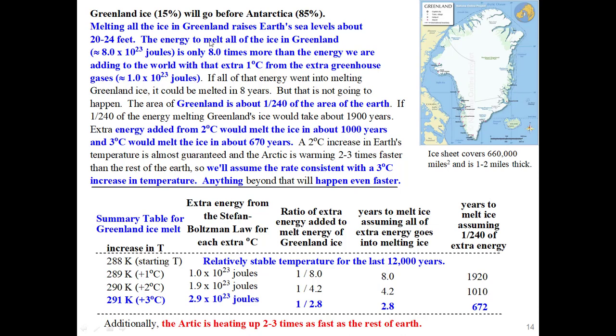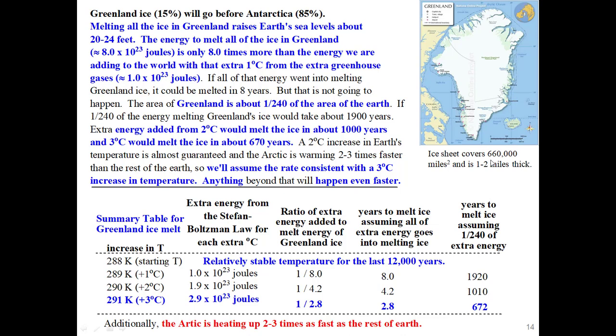Okay, now the energy to melt all that ice in Greenland is about 8 times 10 to the 23. Well, that's a big number because we just were looking at 1 times 10 to the 23 for increasing the temperature 1 degree. So we see that they're in the same ballpark. To melt all the ice in Greenland, that energy would be 8 times the amount to increase the Earth's temperature 1 degree. Now, if we did that all in 1 year, we put all the energy into heating up Greenland, that would take us 8 years to do that. That's remarkably fast when we think how much ice is in Greenland.